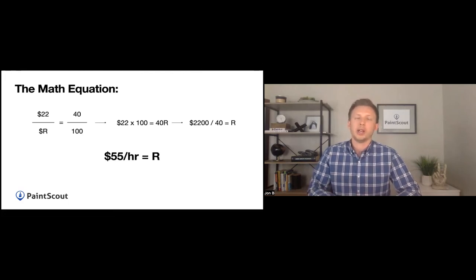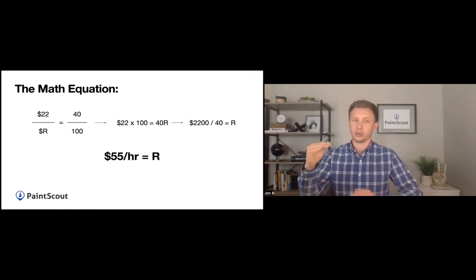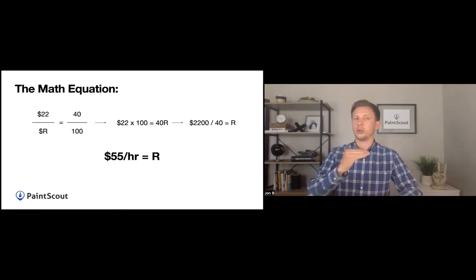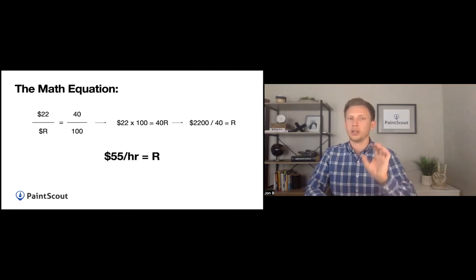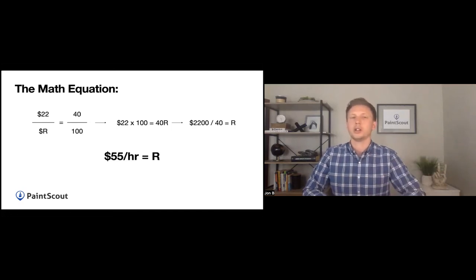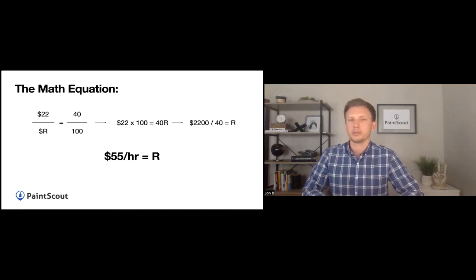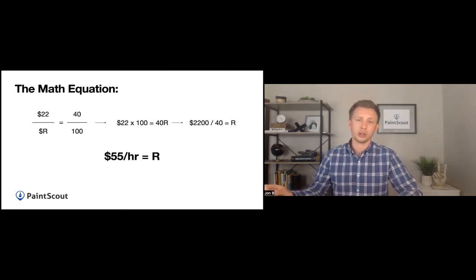So in this equation, we've got $22 over the rate that you charge is equal to 40 over 100. So 40% over 100% is equal to $22 over the rate that you charge. All right, so let's break that down. It's now going to be cross multiplied. $22 times 100 is equal to 40R.